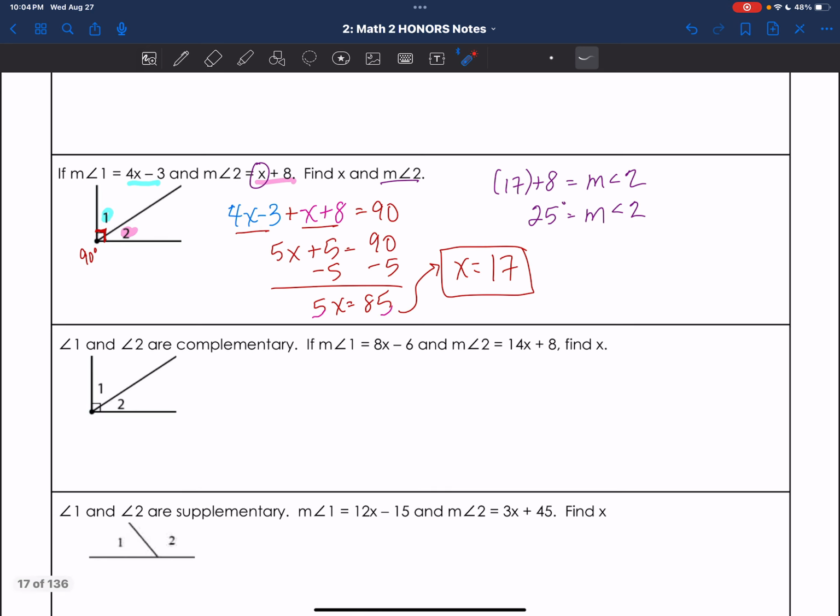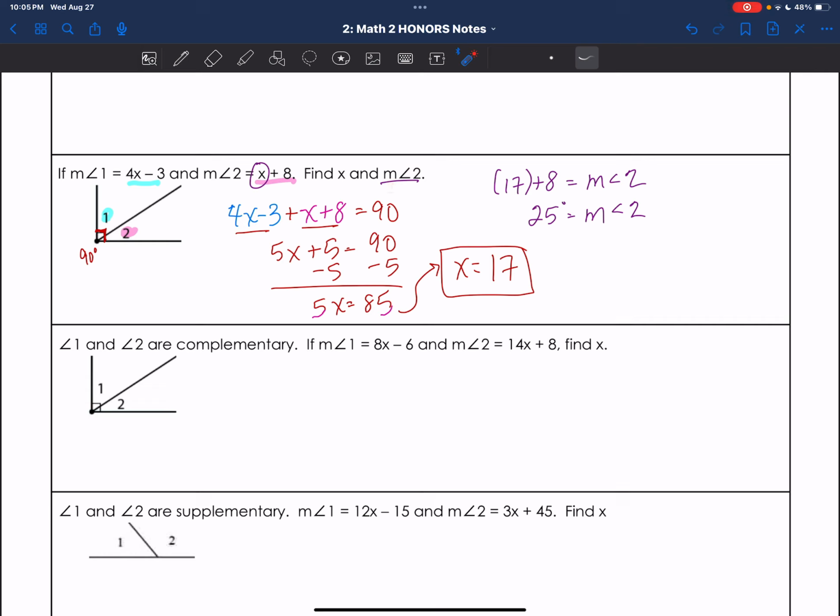Now on this one, it says the measure of angle 1 is 4x minus 3. So that goes right here. And the measure of angle 2 is x plus 8. So this is going to go right there. So we want to find x and the measure of angle 2.